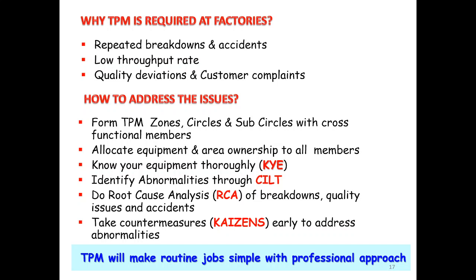Also, give classroom and shop floor training on how to identify abnormalities while doing CILT activities. That is, while cleaning, inspecting the equipment, lubricating and retightening the loose nuts and bolts in the ownership equipment. Also give training with examples on how to do RCA, that is root cause analysis, for breakdowns, quality issues and accidents, and elicit improvement suggestions from employees, that is kaizens, on how to take corrective action to rectify the identified abnormalities. By practicing TPM, it will make routine jobs simple and trouble-free with a professional approach.